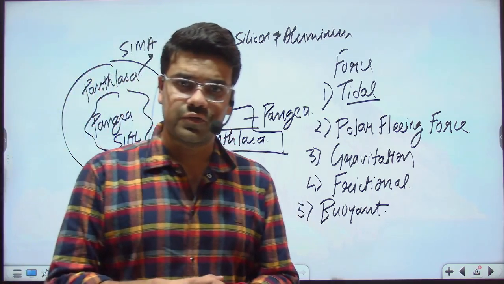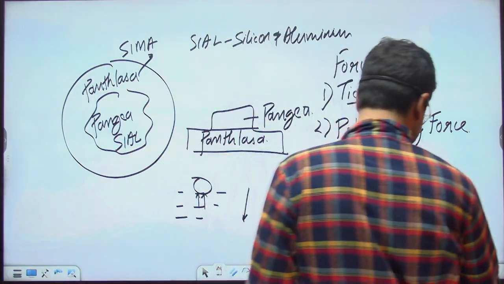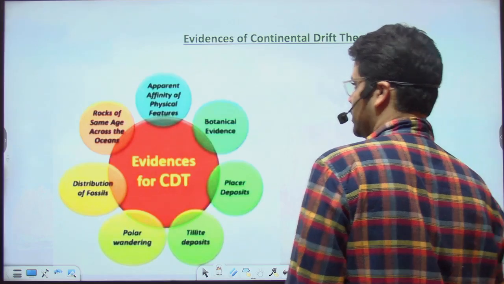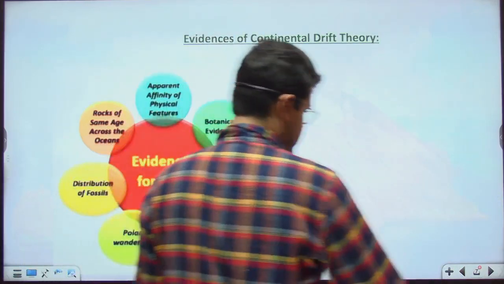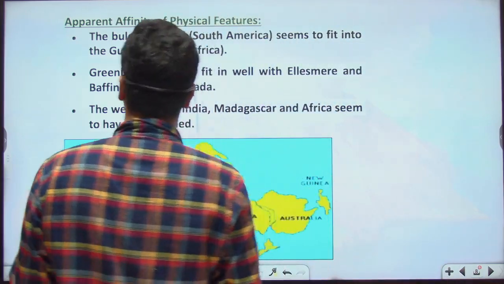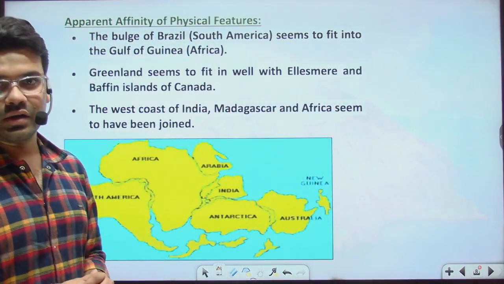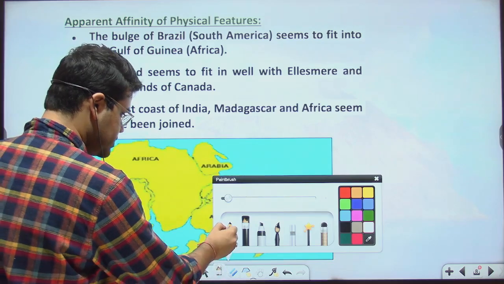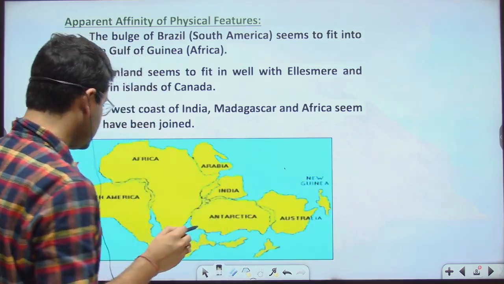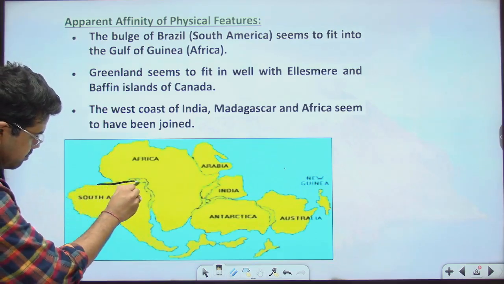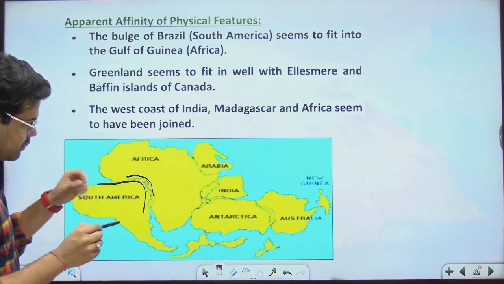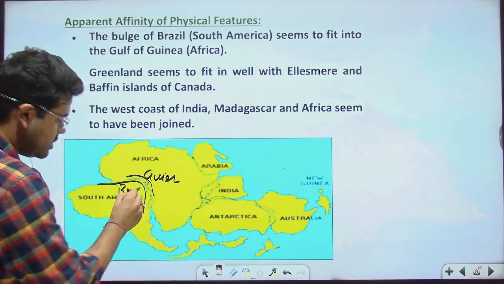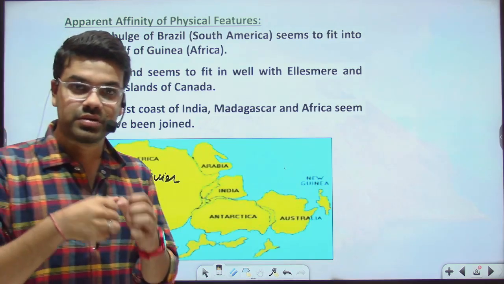Now, what are the positives? Let's see, or we can say, what are the evidences of this theory. The first evidence: the zigzag fit of the continents. If you see Gondwanaland, if you just fix the continents, the bulge of South America with the depression of Africa, this is the Gulf of Guinea, and this is the region of Brazil, they fit each other like puzzles.